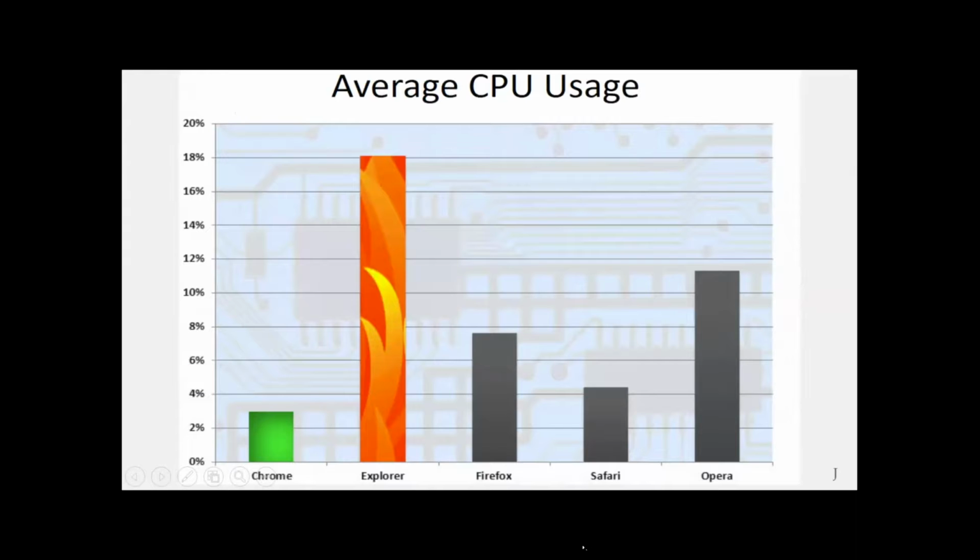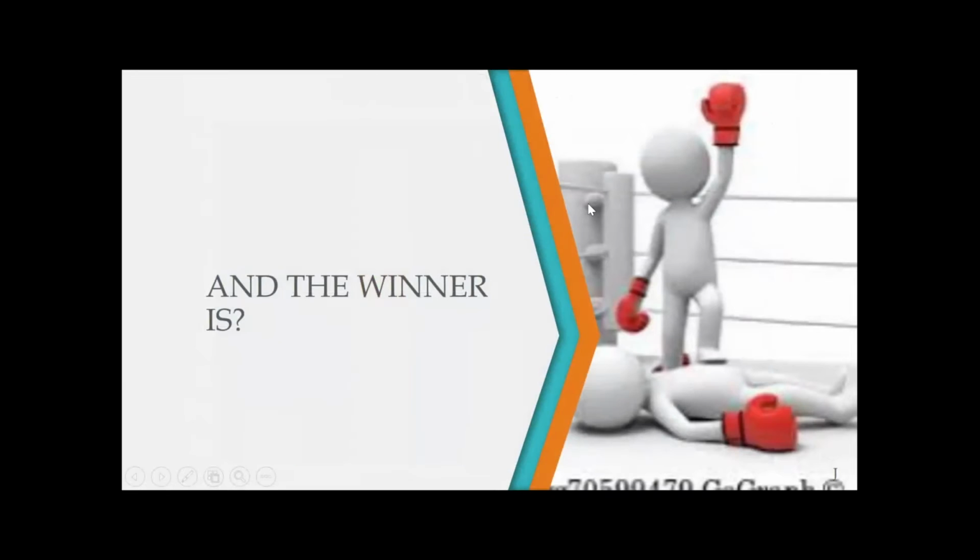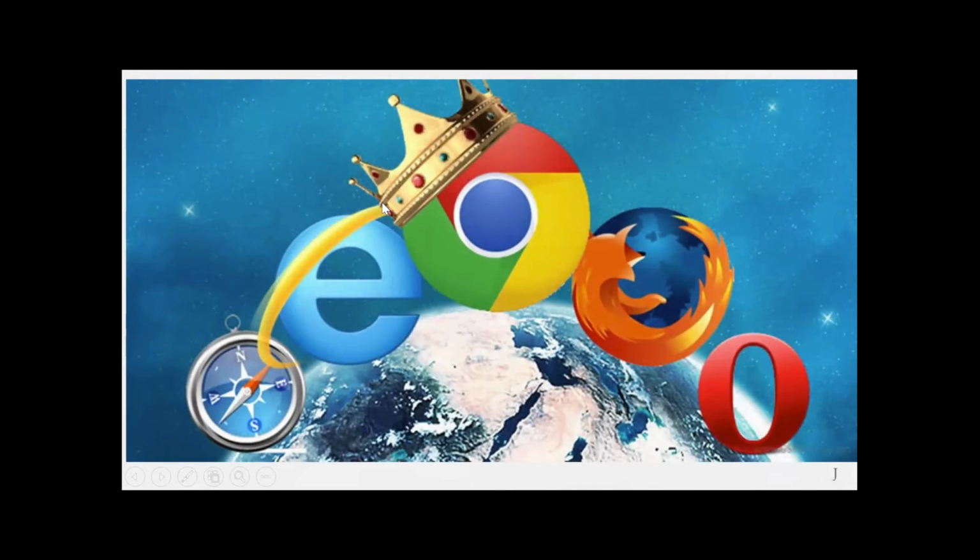Okay. Average CPU usage, you'll notice that Chrome is the least, Safari is next, Firefox is third, Internet Explorer uses the most, followed by Opera. And as you can guess, the winner is Google Chrome. So it is, in most aspects, a better, more effective browser than Firefox.